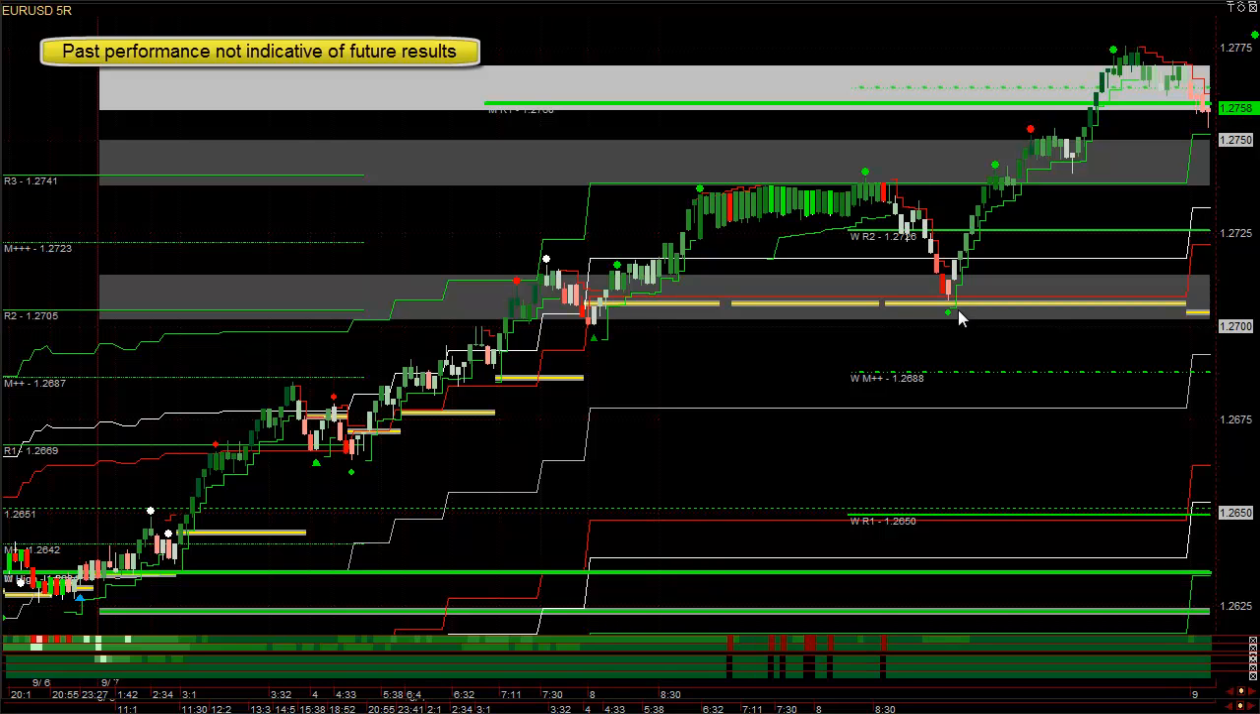Notice how it came back, found support right at that level. You'll find that frequently throughout the day. It's very common for the point of control to act as a major support area like this, because basically it's showing you where most traders had positions during the previous hour.